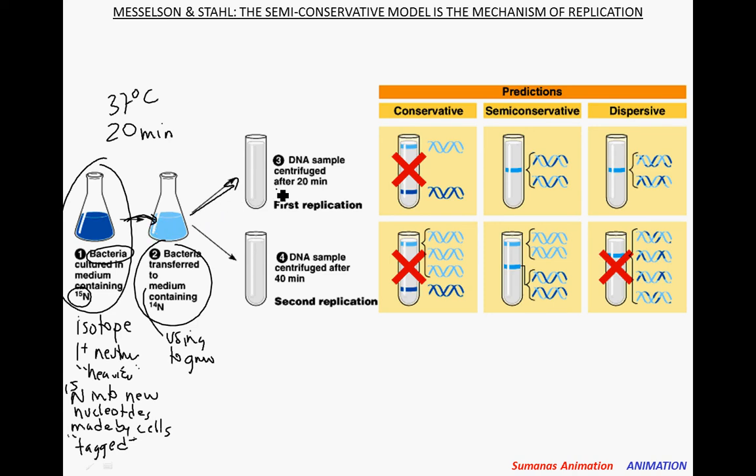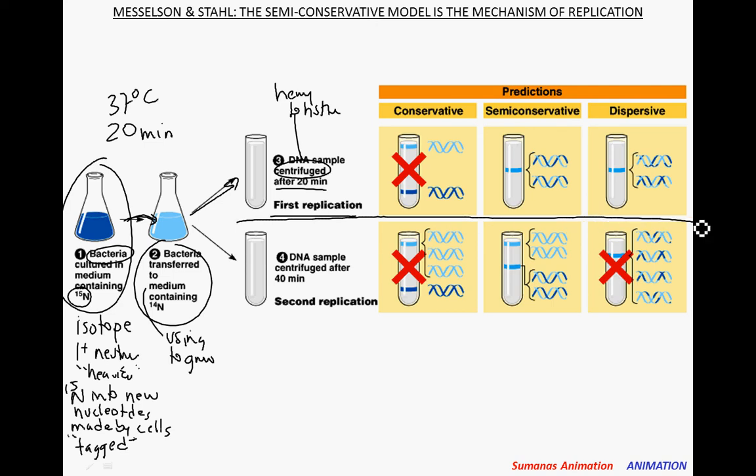So after the first round of replication, they then centrifuge. Centrifuging moves the heavier material to the bottom in the pellet, and the lighter things go to the top. It's important that these are the results of the first round of replication at the top here.